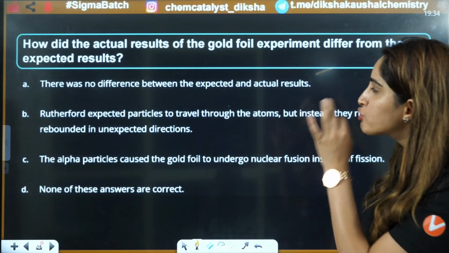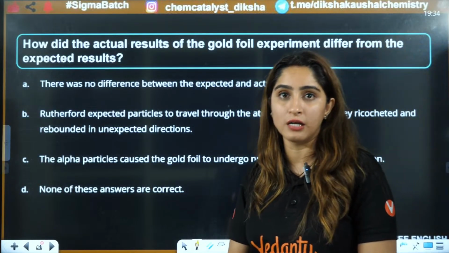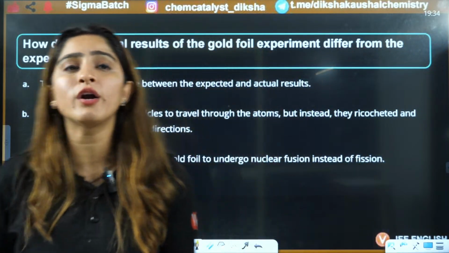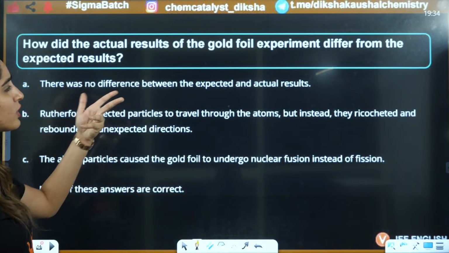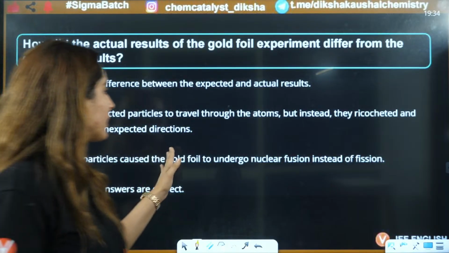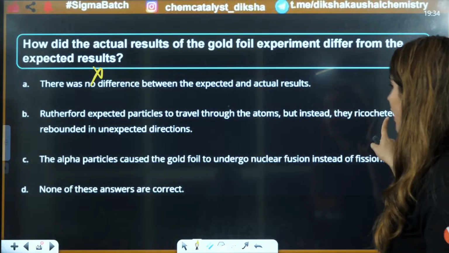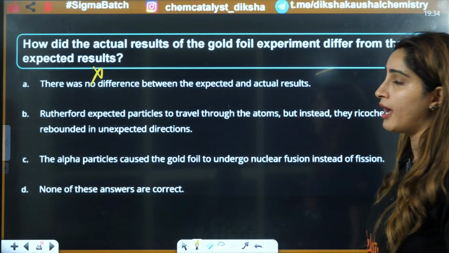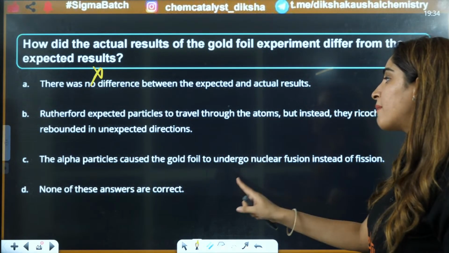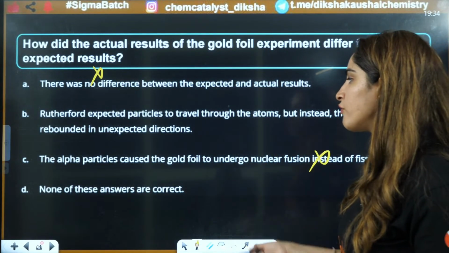How did the actual results of the gold foil experiment differ from the expected result? In reality, they were not expecting this. There was no difference? That is absolutely wrong. Rutherford expected particles to travel through the atoms, but instead they ricocheted and rebounded in unexpected directions. The alpha particles were to undergo nuclear fission? This did not happen. None of these answers are correct.